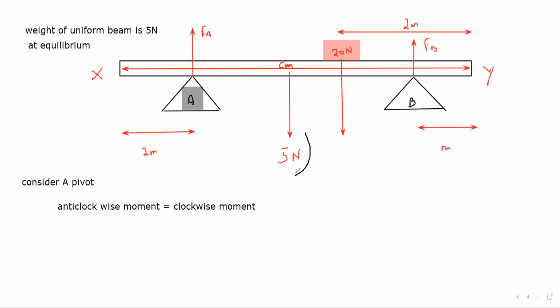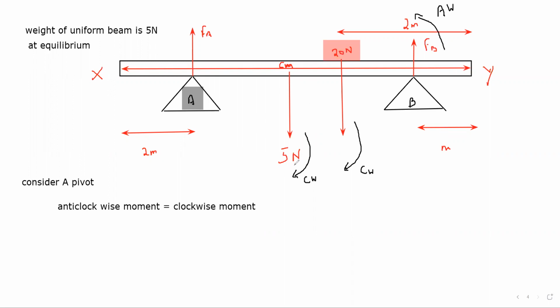This 5 Newton, which direction will it cause a moment? It will cause a clockwise moment. This 20 Newton, which direction does it cause a moment? Clockwise. And this FB, the force from pivot B, which direction does it cause a moment? It will cause an anti-clockwise moment. So these two are causing a clockwise moment, and the force of B is causing an anti-clockwise moment. So the clockwise and anti-clockwise moments are the same as it is in equilibrium.